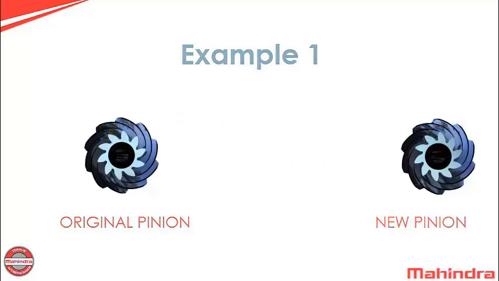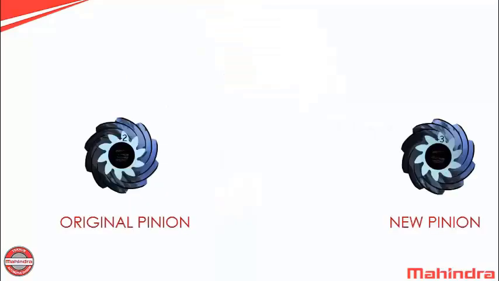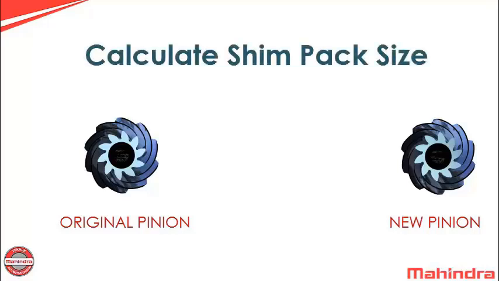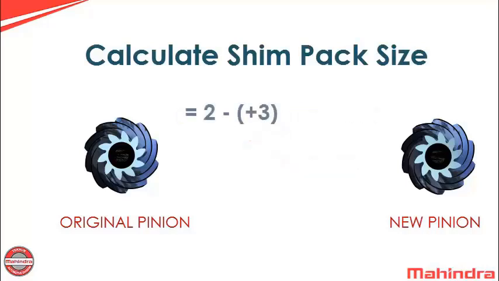Example 1. Thickness of the existing shim pack is 1.24 mm. Old pinion Z value is plus 2 thou. New pinion Z value is plus 3 thou. The number represents thousandths of an inch. Now we can calculate the shim pack size with the help of formula. Original pinion Z reading minus new pinion Z reading. That is 2 minus 3, that is minus 1 thou.